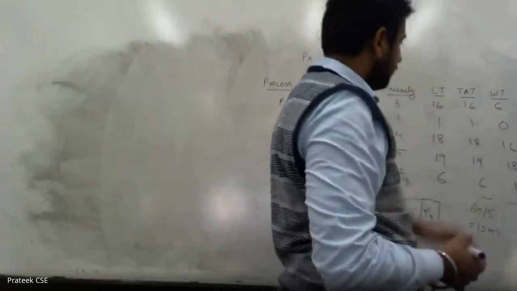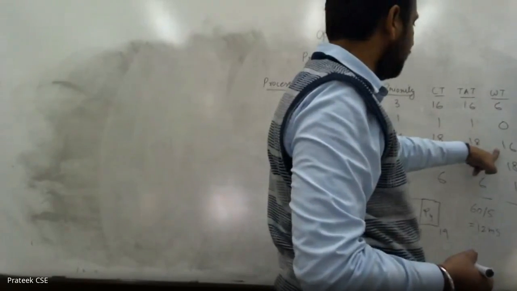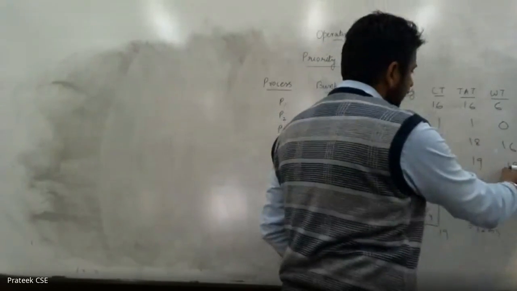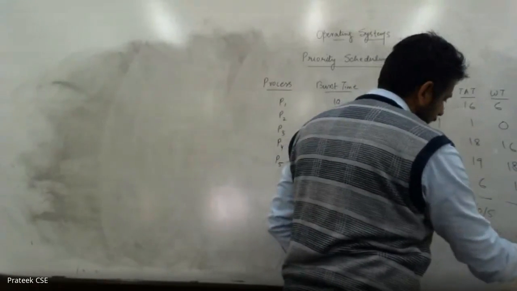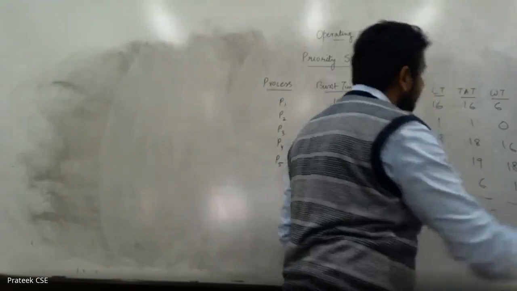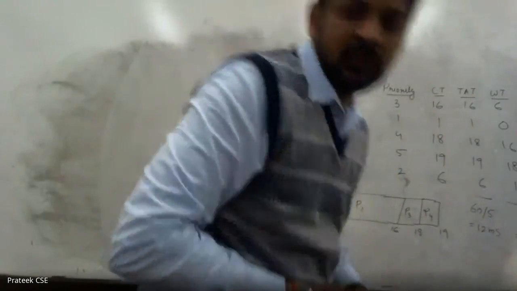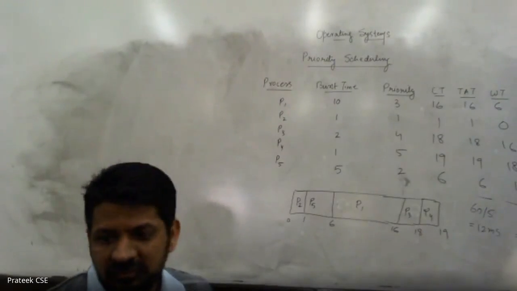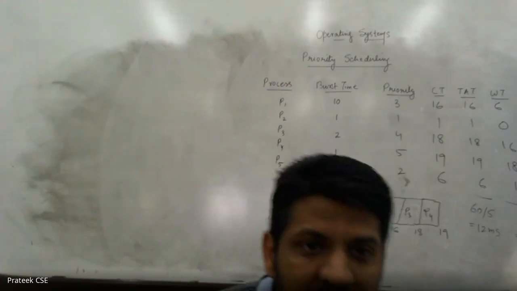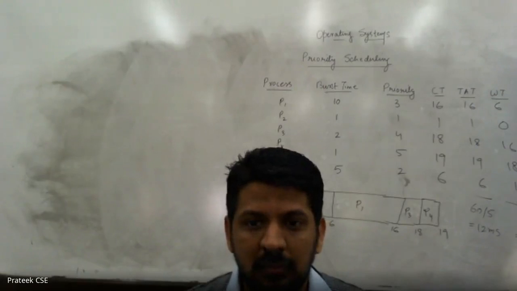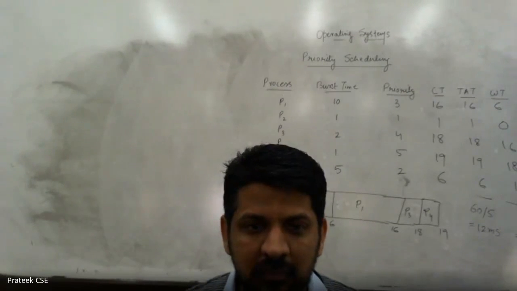And what about this? 6 plus 16, 22, 22 plus 18 is 40, 41 divided by 5. So 8.2 milliseconds will be the average waiting time. Okay, Yash has also answered. So this is how we have to calculate things, and I hope all of you can now easily make the Gantt chart and solve it.